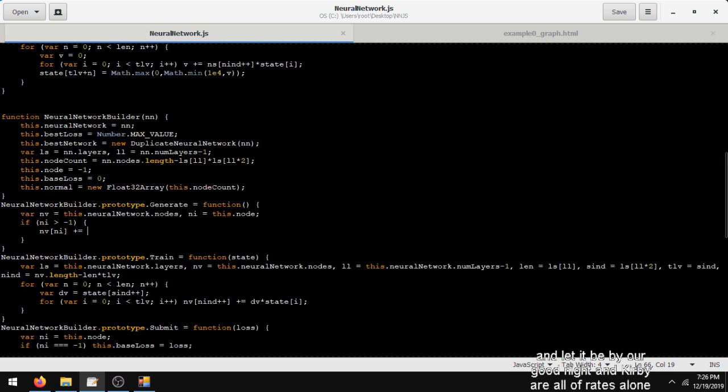Alright, so what we're going to do is offset each node or axis by the base loss, one by one. And we're going to measure the loss for each of these. That's going to be this normal value. We're going to subtract the base loss from that. That's going to give us the normal, or direction of the gradient. We're going to follow that to the bottom of the gradient. That's the plan here.